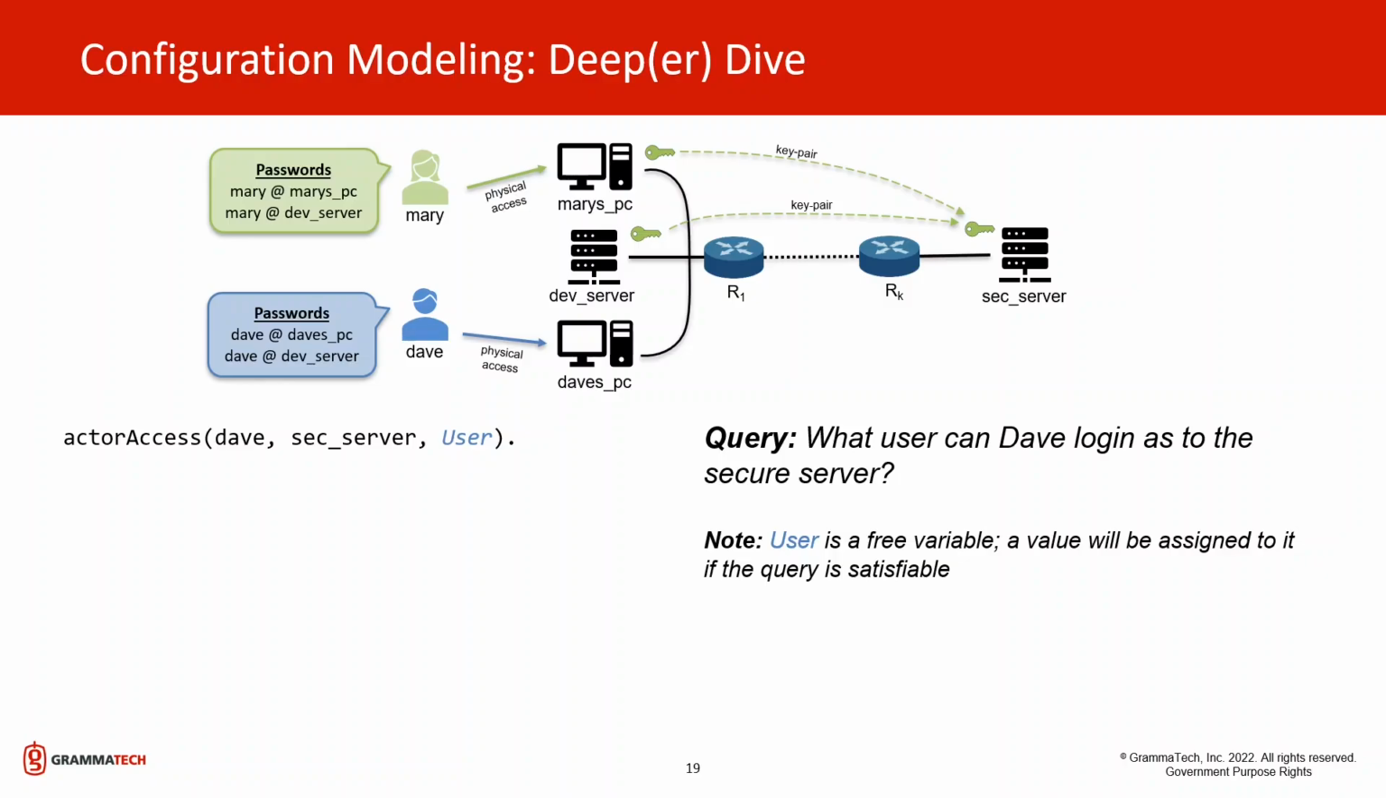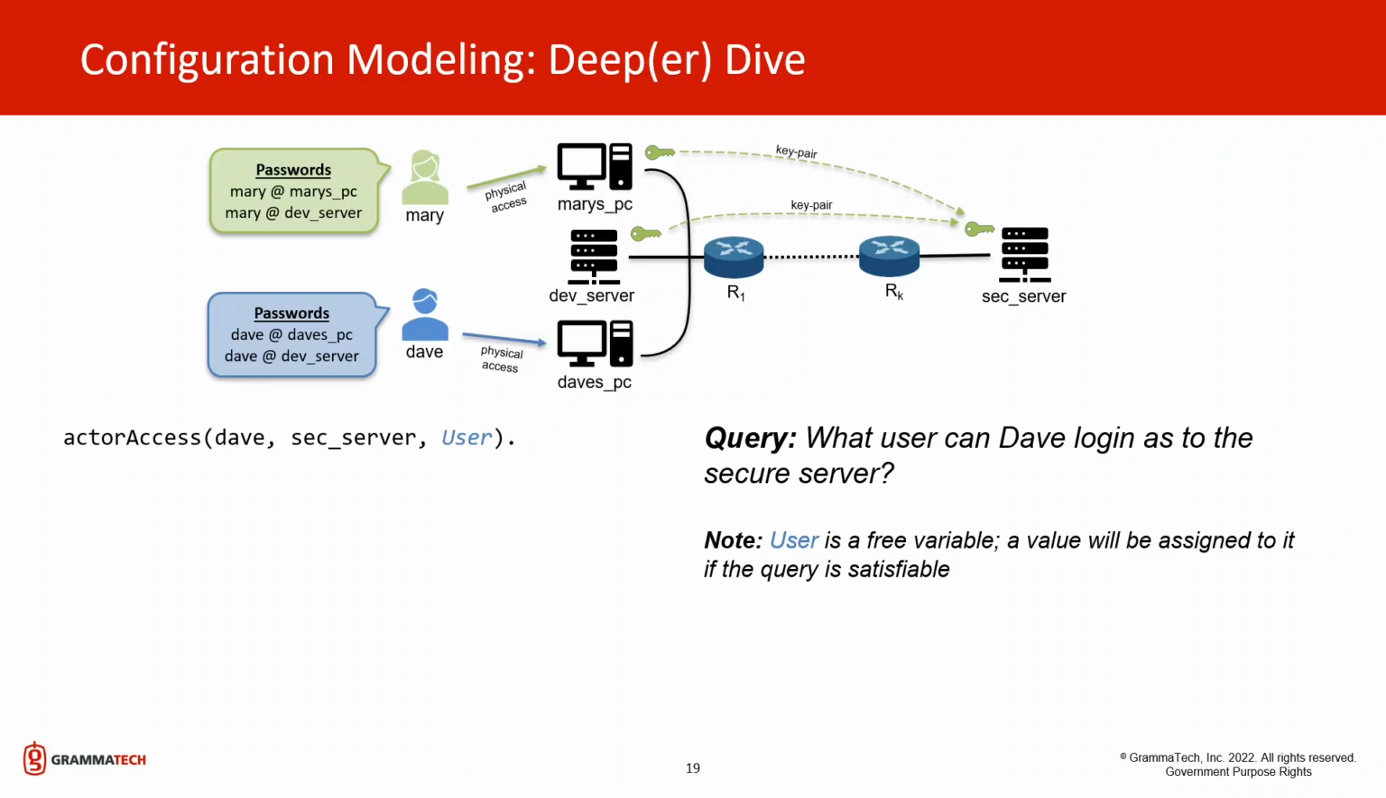Let us now take a deeper dive into how the modeling operates. We will use our running example to illustrate. The model sets up two actors, Mary and Dave. They're shown on the left in the diagram. The actors are used to track the knowledge that the corresponding human system users possess, as well as the devices that they can physically access.